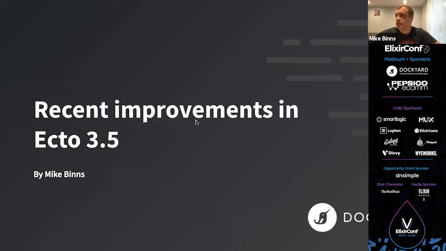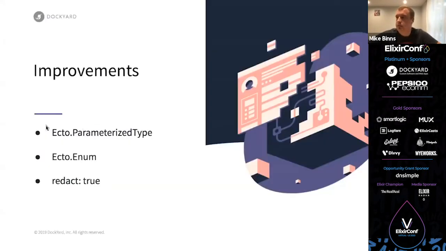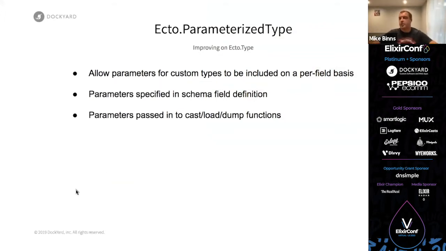All right. So I just wanted to go over some of those recent improvements that were made to Ecto that I mentioned earlier. There were three improvements: the Ecto parameterized type, Ecto enum, and redact true. First off, the Ecto parameterized type, which allows parameters for custom types to be included on a per field basis. Those parameters are specified in the schema field definition, and those parameters are then passed into the cast, load, and dump functions.